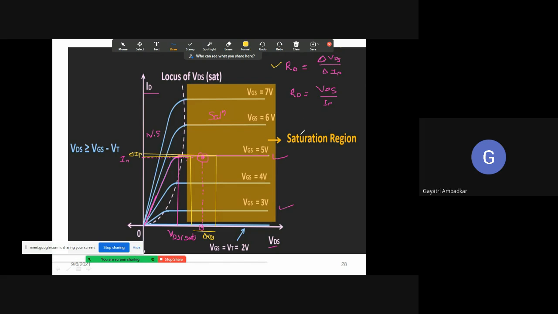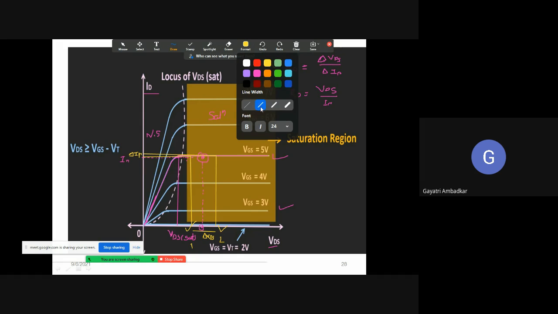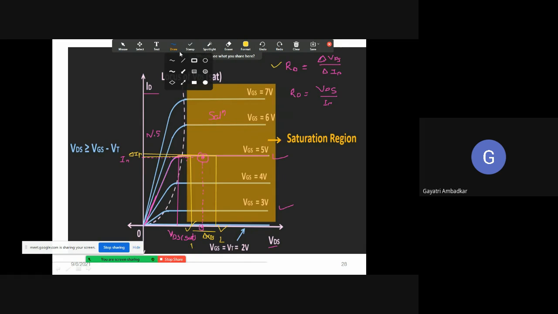Now tell me, what is the change in ID? On this curve, VDS changes from this position to this. Let's say here it is 1 volt and here it is 2 volts. So the change is 2 minus 1 volt. But at that particular time, if you see the current, this graph is almost a straight horizontal line.